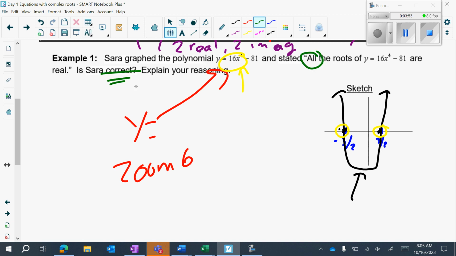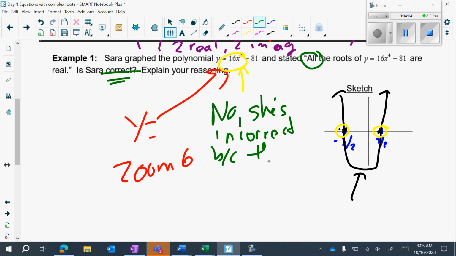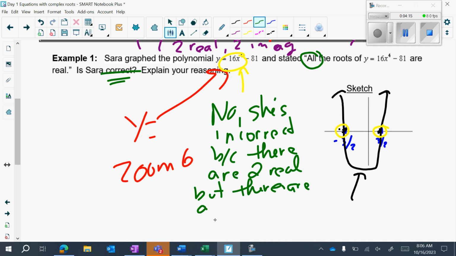We have to answer the question, is she correct or not? We want to say no, she is incorrect because there are 2 real roots, but there are also 2 imaginary roots, since there should be 4 roots total.